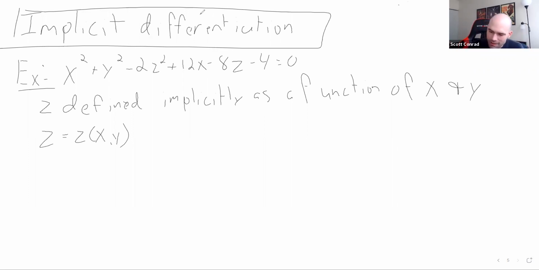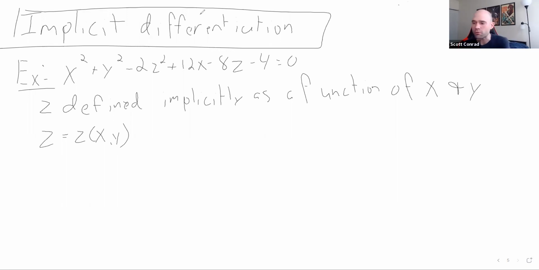So you think of it, even though you can't get z and write it explicitly as a function of x and y, we think of it as a function of x and y. So you can take the partial of z with respect to x and the partial of z with respect to y.